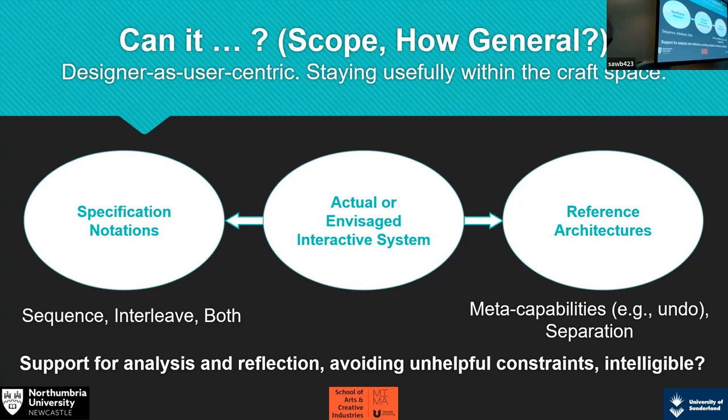And then, so I've mentioned that, meta capabilities, separability. There was a big debate in the 80s as to whether you could separate the user interface software from the rest of the application. The answer is no, but what you could do was split it in three. And that came back again in databases as business objects. If you put a central layer in, you've actually got a lot of modularity. So what we were interested in was support and analysis and reflection, avoiding unhelpful constraints, and whether they were intelligible or not. But it was designer-centered rather than user-centered.